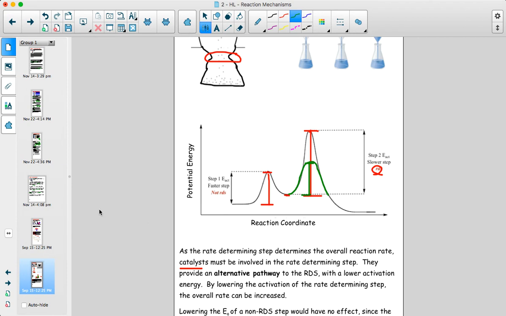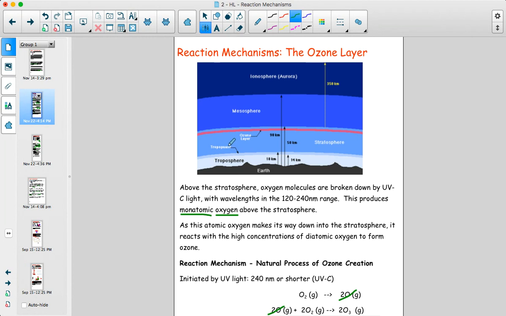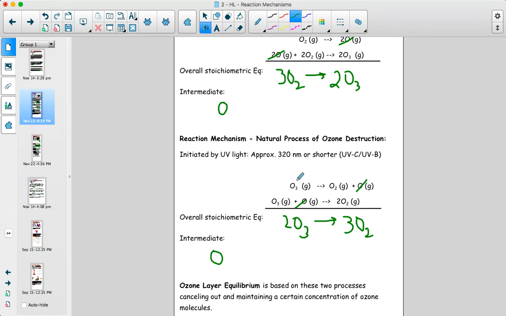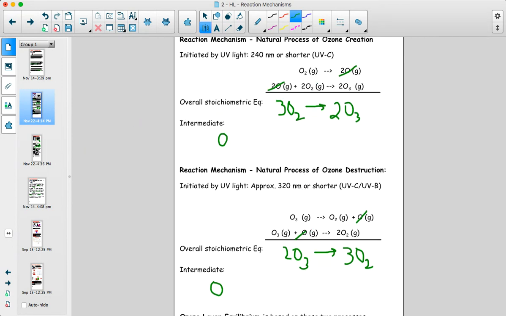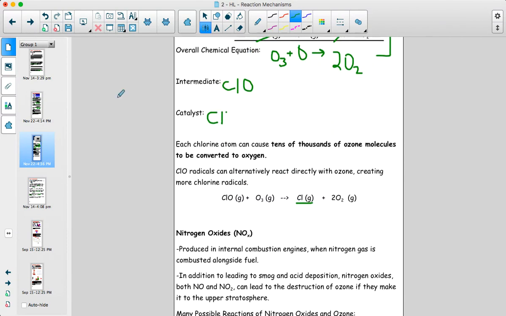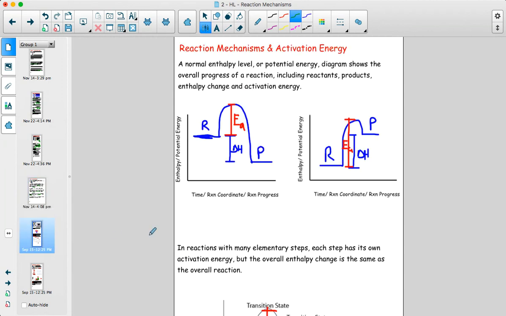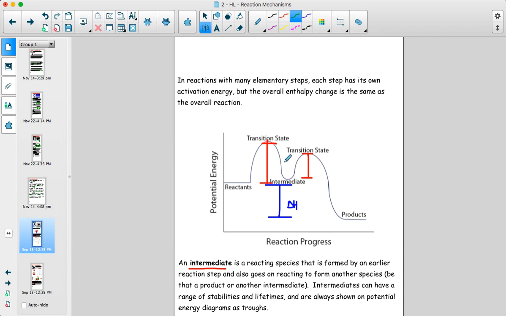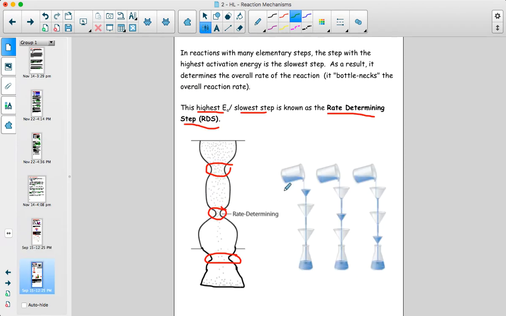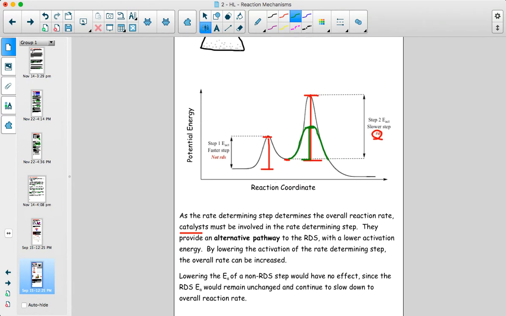So a bit of a long-winded video, I apologize, but essentially we're covering that reactions take place in multiple steps. The ozone layer offers us some examples that we are supposed to know: ozone creation, destruction, and how those are in equilibrium, and also the ozone hole being created by CFCs and nitrogen oxides. But reaction mechanisms illustrate how reactions take place, and within those reaction mechanisms, each step has its own activation energy. The activation energy that is highest results in what's called the rate determining step, which is the slowest step of a reaction.